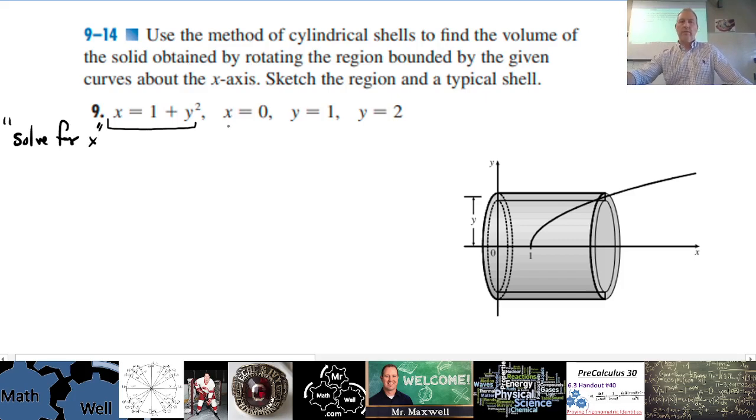And so x equals 0 is the y-axis, so that's a boundary. Y equals 1, here's y equals 1 on our diagram, somewhere around there, and x equals 0, y equals 1, and y equals 2.